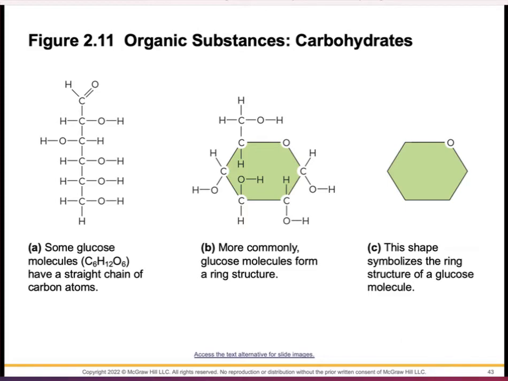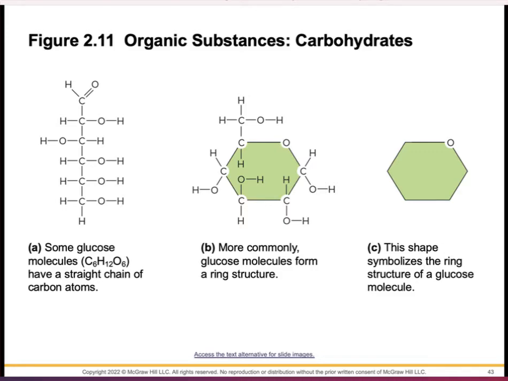So let's look at figure 2.11, our carbohydrates. So some glucose molecules, remember our formula C6H12O6, have a straight chain of carbon atoms. One terminal C atom is bonded to an oxygen atom and a hydrogen atom. Another carbon atom is bonded to two hydrogen atoms and a hydroxyl group. That's the OH. The other carbon atoms are going to be bonded to a hydroxyl group and a hydrogen atom each.